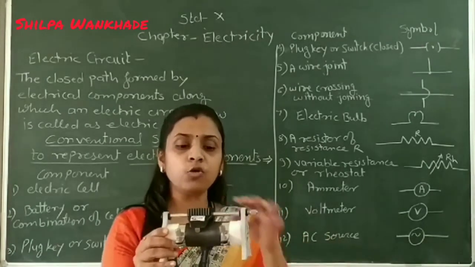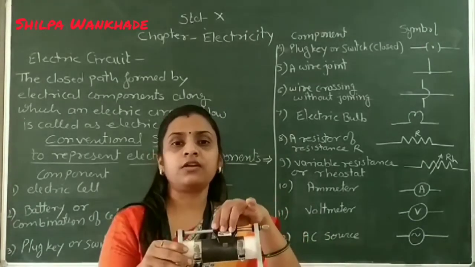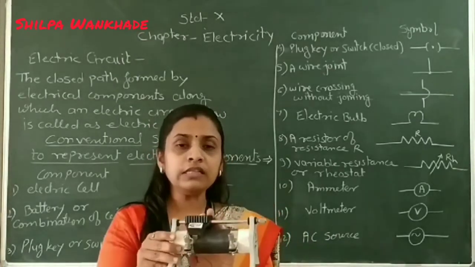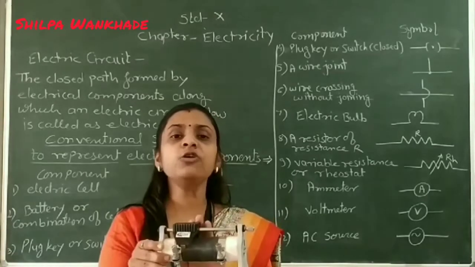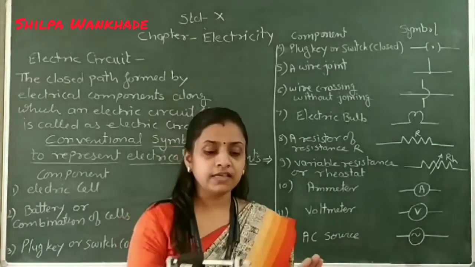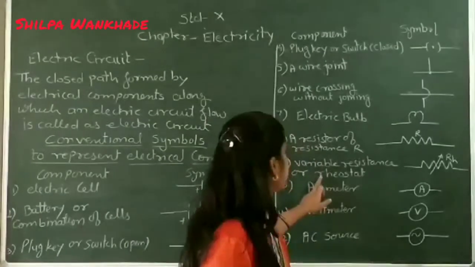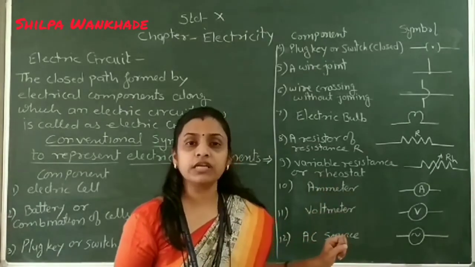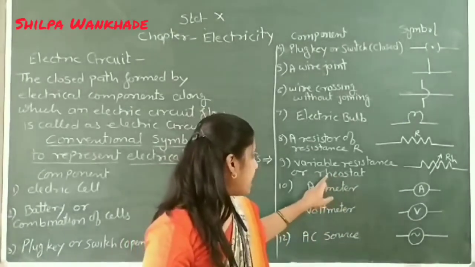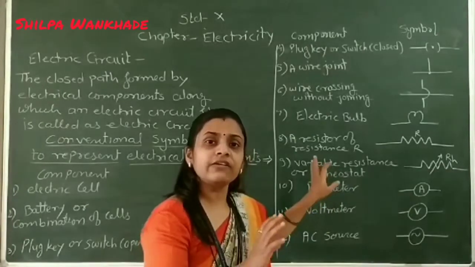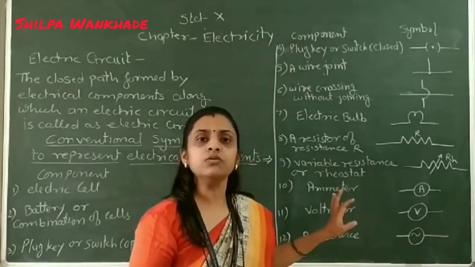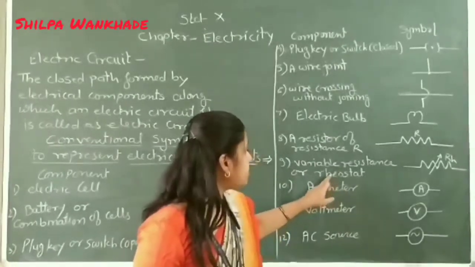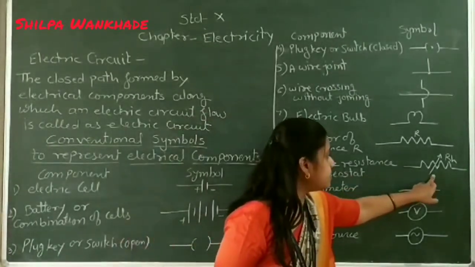If we require 90 ohm, then we move it and we get the 90 ohm. If we require 20 ohm, then we move it and we get the 20 ohm. So in this component, the value of the resistance can be varied. That is called a rheostat. A rheostat is a component which regulates current without changing its voltage source. That is the advantage of the rheostat: it can regulate the current without changing the voltage source. The symbol of the rheostat is like this.